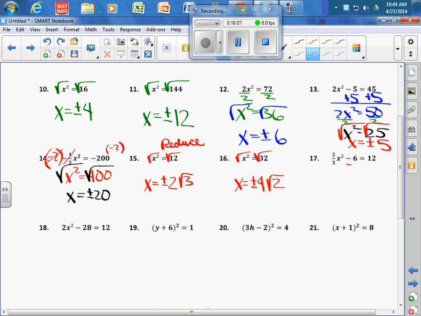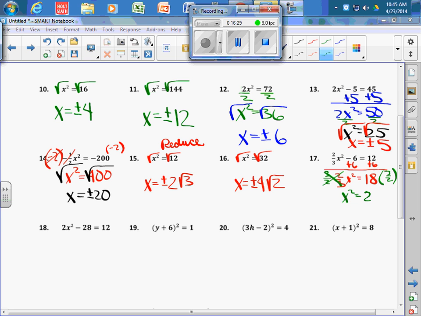In number 17, we're going to have to add 6 to both sides first. That gives me 2/3 x squared is equal to 18. Now I'm going to multiply both sides by 3/2 in order to cancel out that 2/3. When I do that, I get x squared is equal to, now what's 18 times 3/2? We get 27. And now when I take the square root of both sides, I get x is equal to, remember these are going to be plus or minus, and we get 3 radical 3.